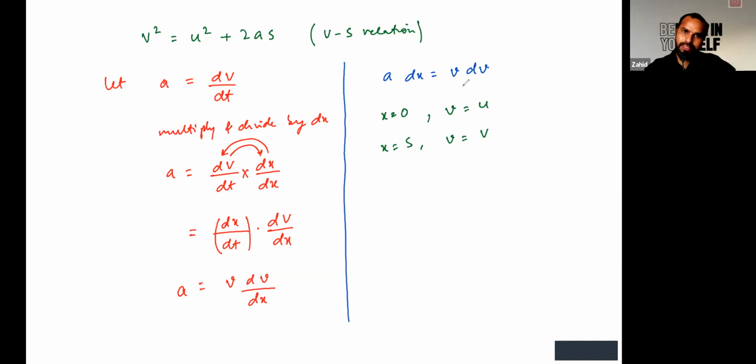For this limit in the above expression, it becomes integration of a times dx is equal to integration of v times dv. At 0 displacement, or the starting point, the velocity of the body was u. At some displacement s, some later time, it becomes v. Just integrate this expression, put in the limits, and try to obtain the expression.